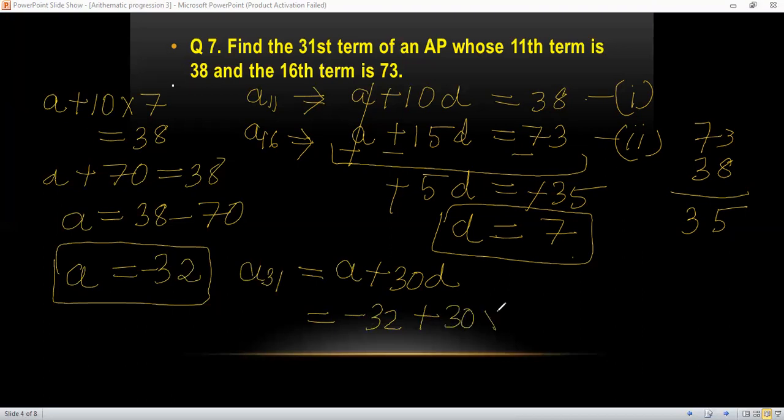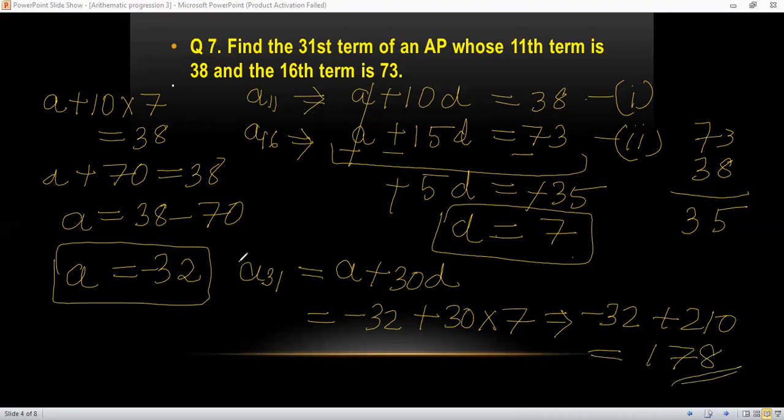30 into 7. So, add the value. 30, multiply this. So, 178. 178 will be the 31st term.